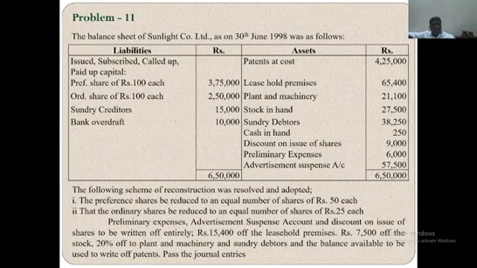So what are the fictitious assets here? One is discount on issue of shares, preliminary expenses, patent at cost. These are all items of accumulated loss.